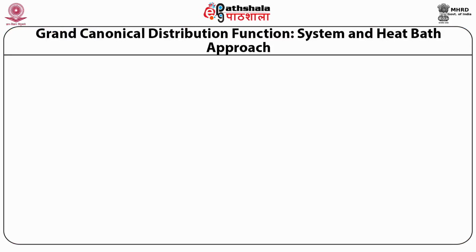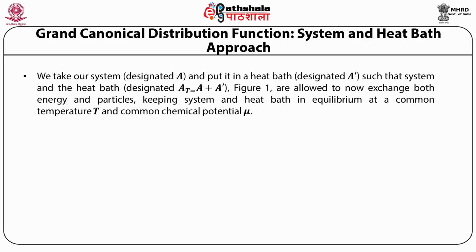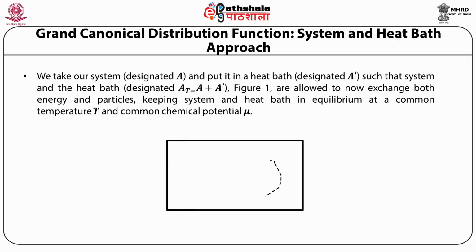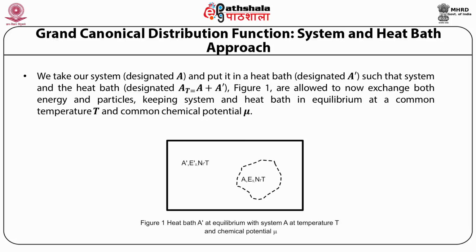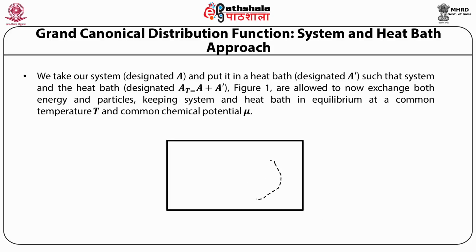Grand canonical distribution function, system and heat bath approach. We take our system designated A and put it in a heat bath designated A', such that the system and the heat bath, designated A total, is equal to A plus A', as shown in figure 1. They are allowed now to exchange both energy and particles, keeping system and heat bath in equilibrium at a common temperature T and common chemical potential mu.